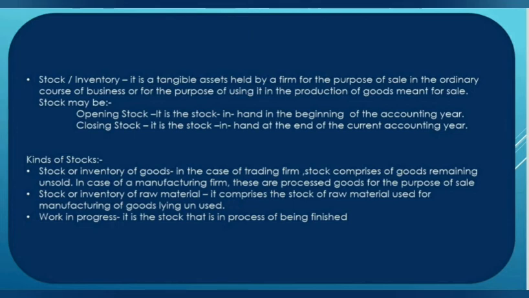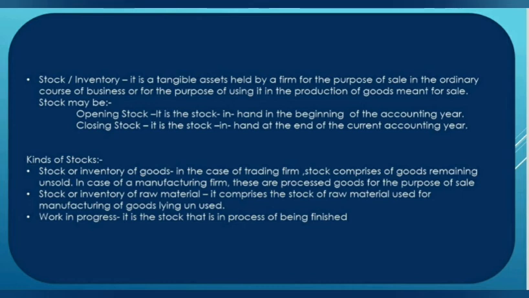Kinds of stock. So there are three kinds of stock. One is your stock or inventory of goods. Inventory of goods means, for example, if you take a trading firm, stock means goods that are remaining unsold. Whereas for a manufacturing concern, it comprises processed goods. For a trading concern, stock would be different. For a manufacturing concern, stock would be different.